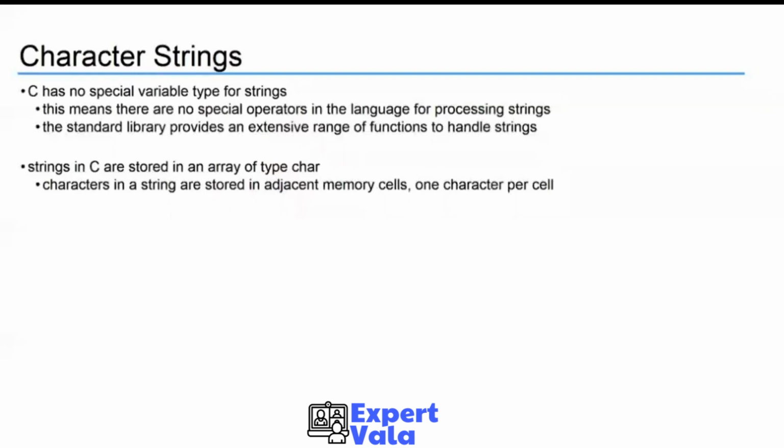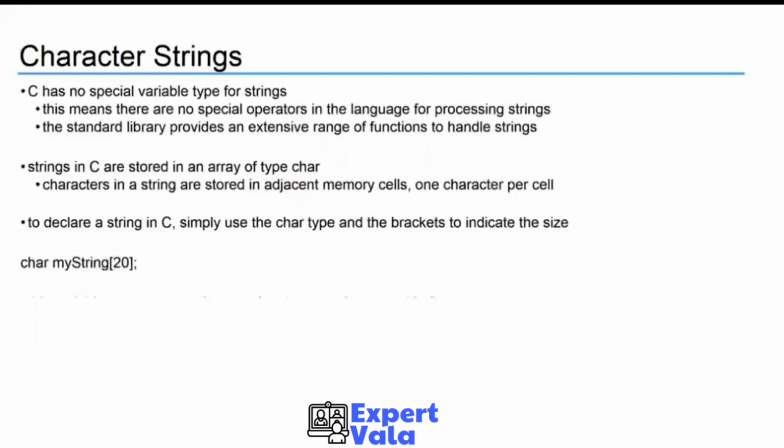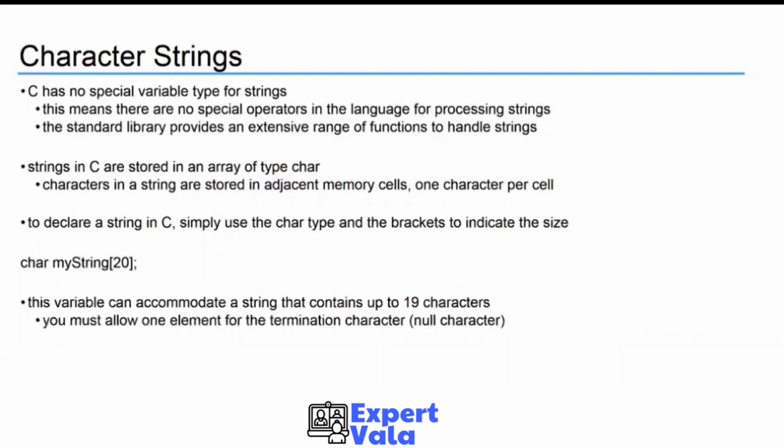You can access it just like you access an array as well. To declare a string in C, you simply use the char type and then brackets to indicate the size, just like a normal array: char, then whatever your name is, and then the size of the character array inside the square brackets. When you declare the string like this, there is no actual data associated with it. You are just specifying the size. That's the simplest way. So the variable can accommodate a string that contains up to 19 characters.